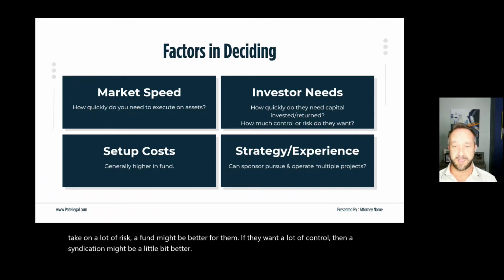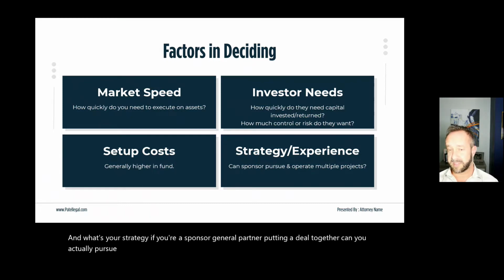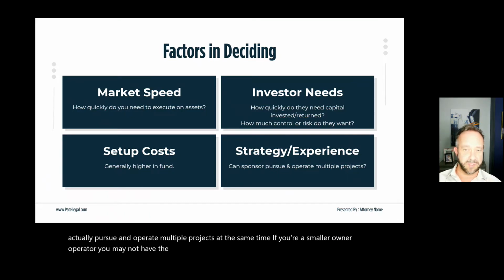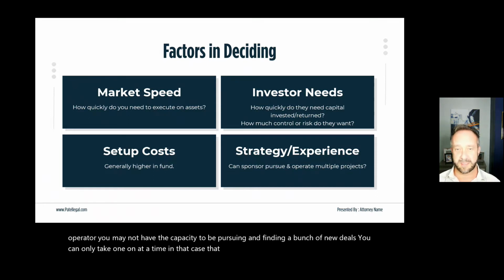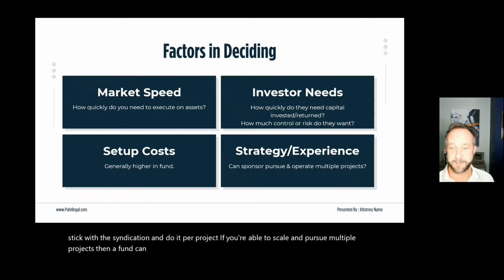And what's your strategy? If you're a sponsor, a general partner putting a deal together, can you actually pursue and operate multiple projects at the same time? If you're a smaller owner-operator, you may not have the capacity to be pursuing and finding a bunch of new deals. You can only take one on at a time. In that case, a fund doesn't make any sense. You should just stick with the syndication and do it per project. If you're able to scale and pursue multiple projects, then a fund can be a better way to go.